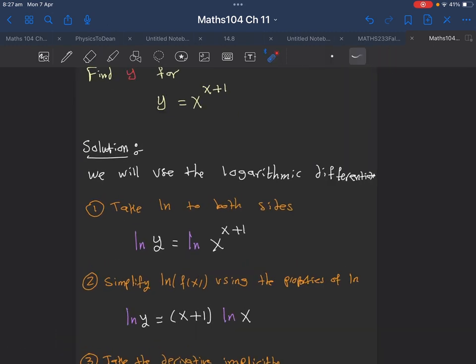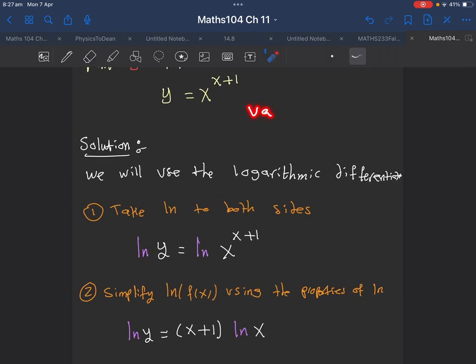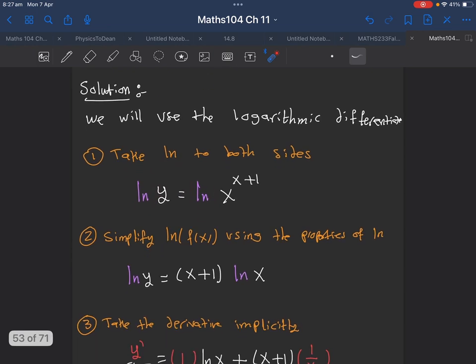We said we will use logarithmic differentiation because we have variable to the power of variable, something we have not seen before. And logarithmic differentiation has 5 steps. The first step is we take ln to both sides. So all what I did, I put ln here and ln here. Step number 2, I know that if I have a power with the ln, this power can go down in front of the ln. So all what I did, I just take the power down.